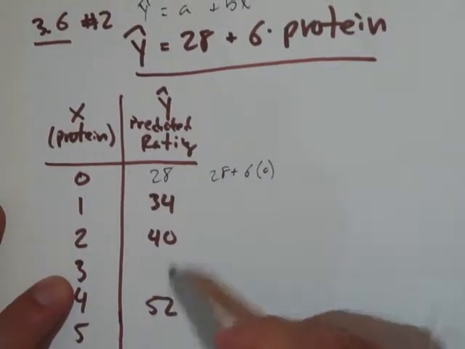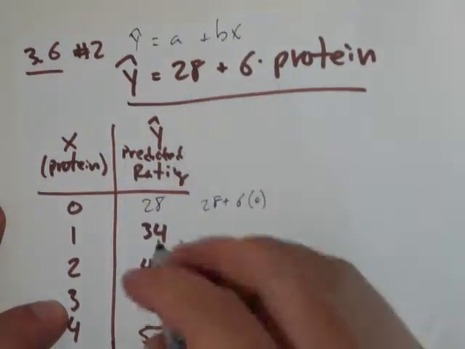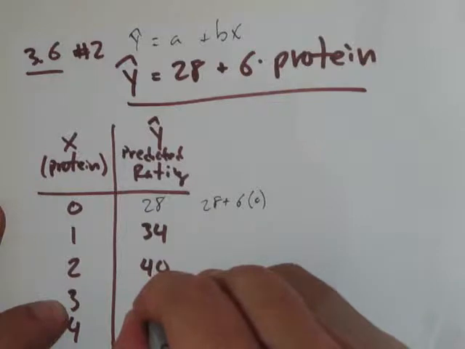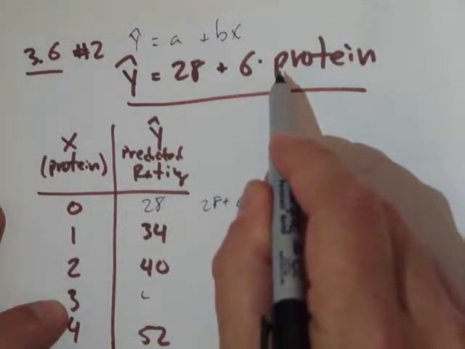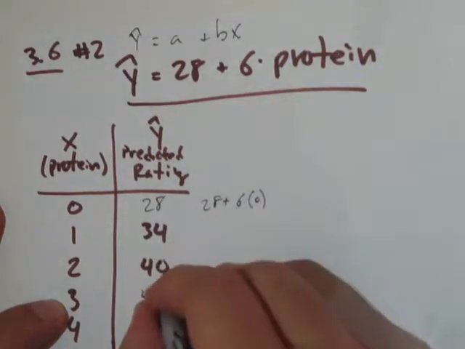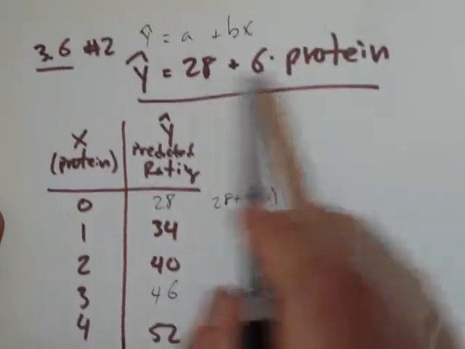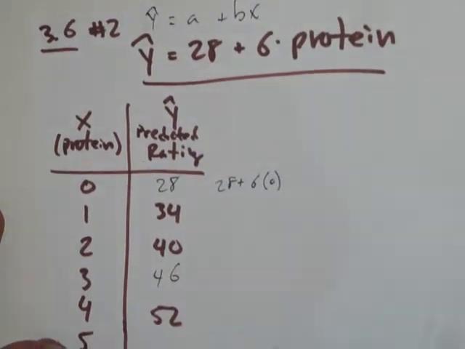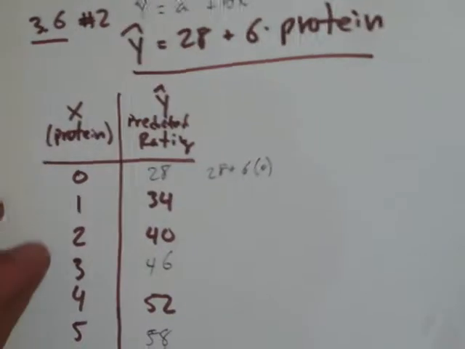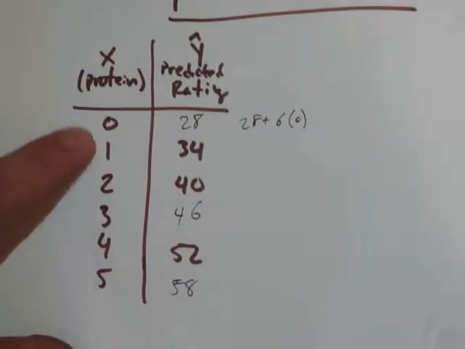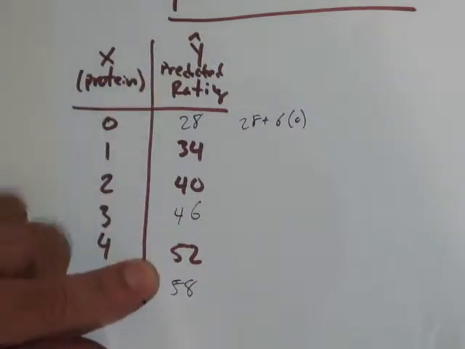And they already did 1 and 2 for us, so let's plug in 3. If we plug in 3, that would be 28 plus 6 times 3, which is 18, so that's 46. But yeah, so it'll be 46. And then if we plug in 5, 6 times 5 is 30, so that would be 58. So we increase the amount of protein by 1 every time, and as we saw, our predicted rating changed like this.